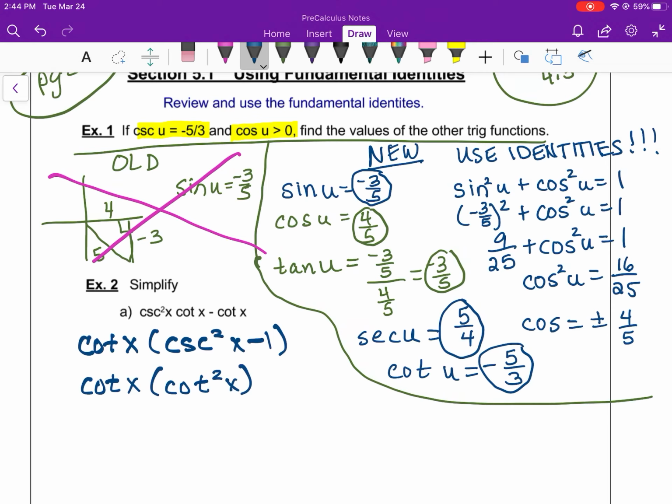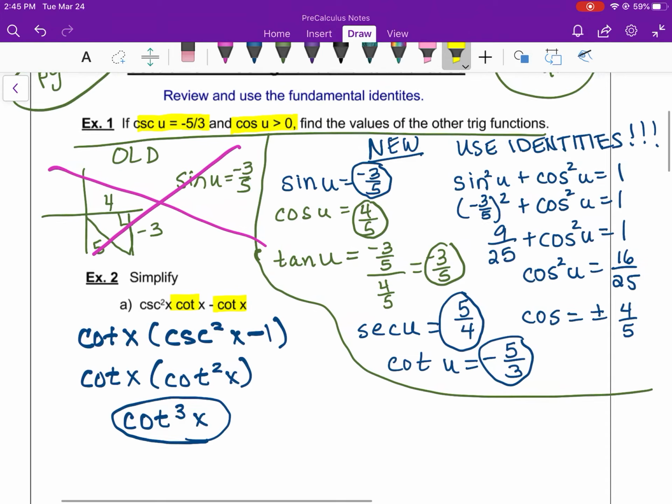And if I multiply those together, I get cotangent cubed. Okay, so you guys are just going to have to recognize when you can factor. So in this case, we had a common factor of cotangent, factored it out, cleaned it up.